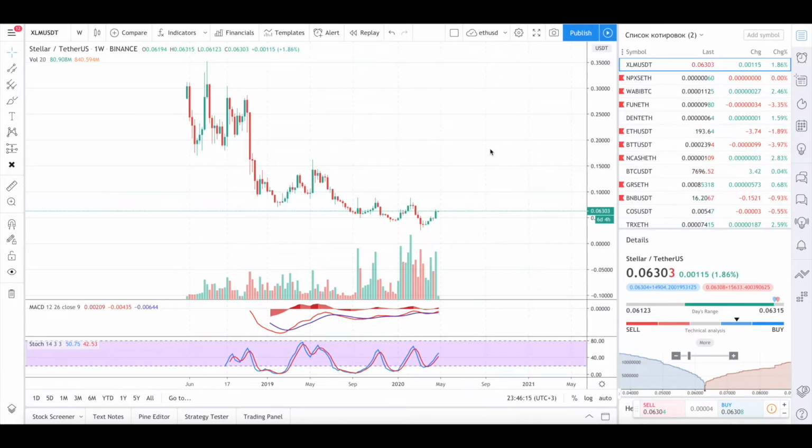Stellar is a very promising coin. This is one of those coins that are of interest to many traders. So many traders trade this particular coin.